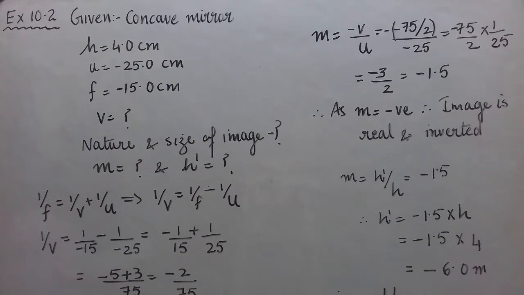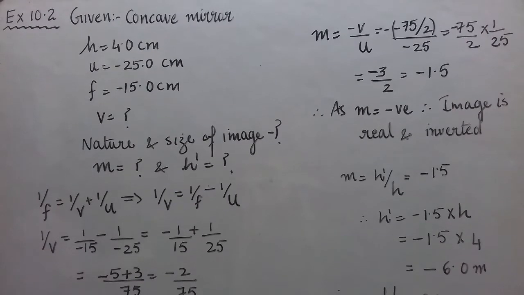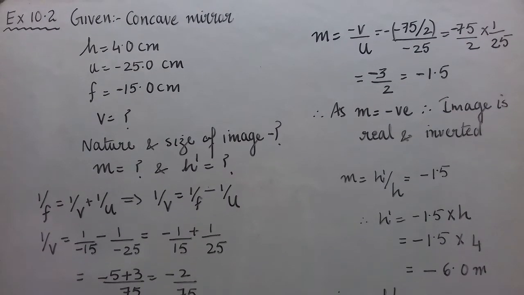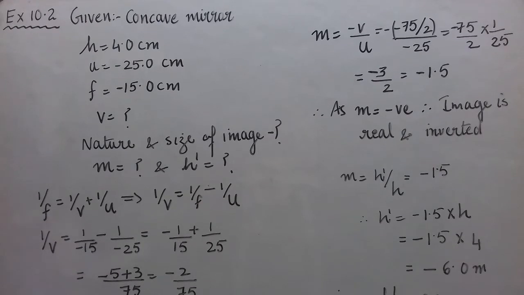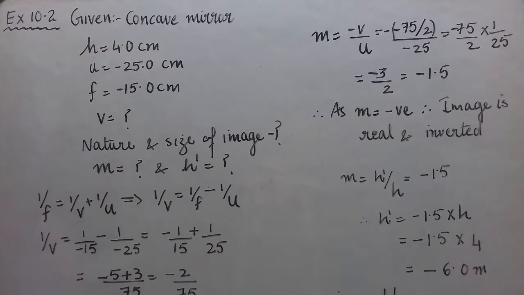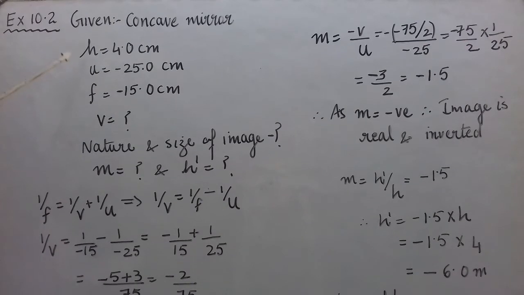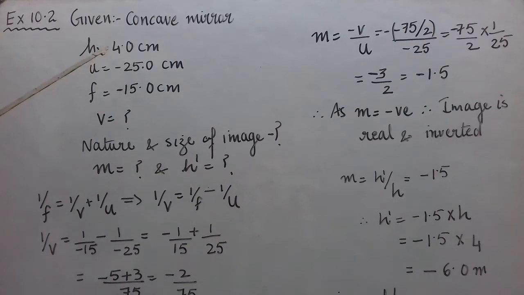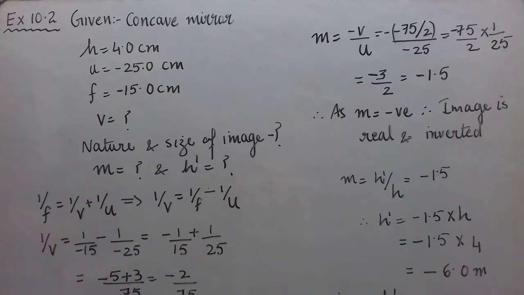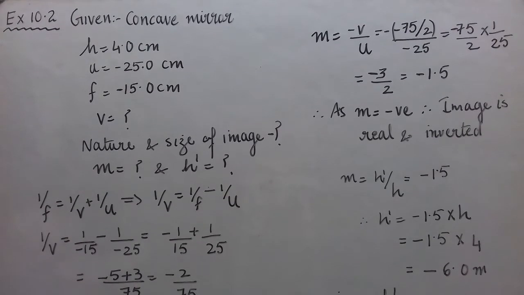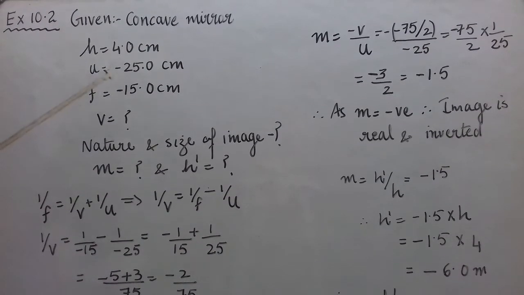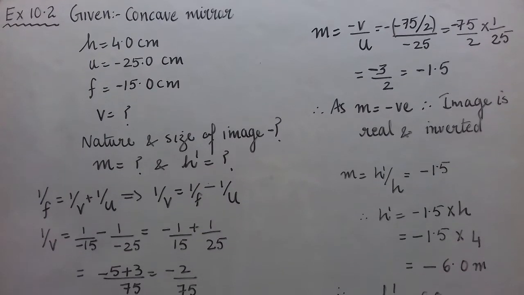Now, an object 4 cm in size is placed at 25 cm in front of a concave mirror. So we should first write given it is concave mirror. What is the size of object they have given? 4 cm. So h is size or height of object, that is 4.0 cm. Is placed at 25.0 cm in front of the mirror. So object distance u is 25.0 cm, and as per convention we have to take u negative. Of focal length 15.0 cm.